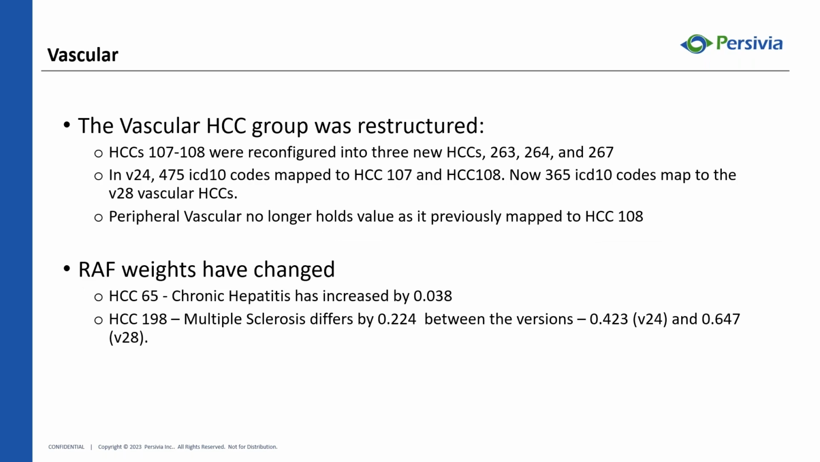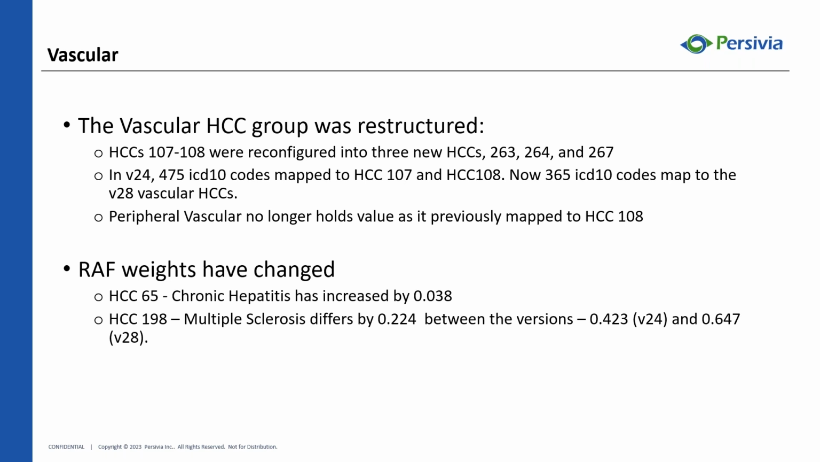Okay, so the vascular disease group was also restructured. HCCs 107 and 108 were reconfigured into 3 new HCCs, HCCs 263, 264, and 267. In version 24, 475 ICD-10 codes mapped to HCC 107 and 108, and now 365 ICD-10 codes map to the version 28 vascular HCCs 263, 264, and 267. Peripheral vascular disease no longer holds value, as it previously mapped to HCC 108.